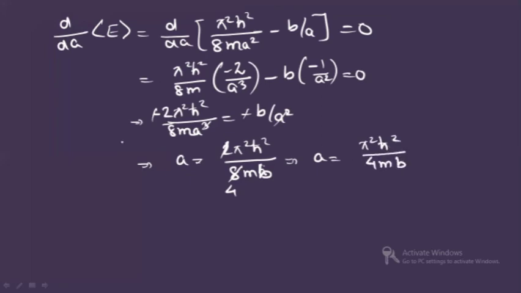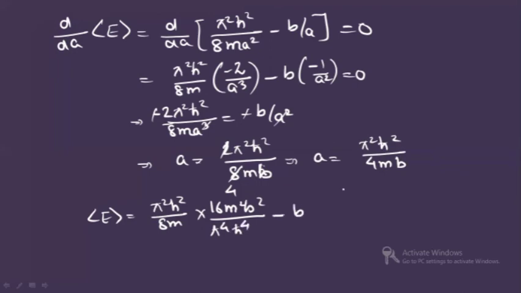Now this value of a we will put in the expectation value of E. So you will have pi square h cut square by 8m, right? A square means the square of this entire term. It is 16 m square b square divided by pi to the power 4 h cut to the power 4, right? Minus b by a. The reverse of this, that is 4 m b by pi square h cut square.